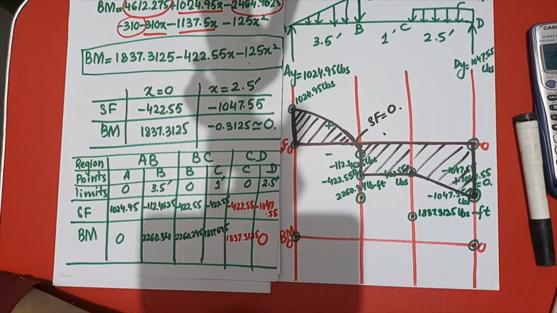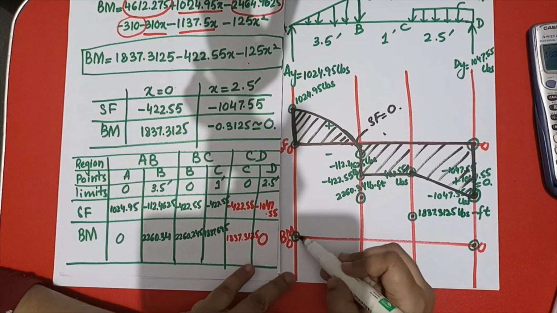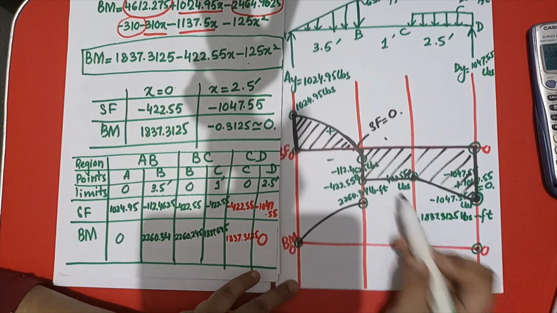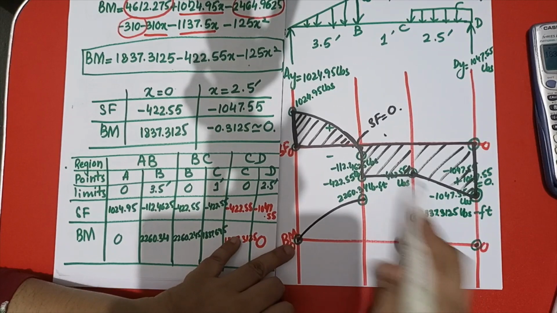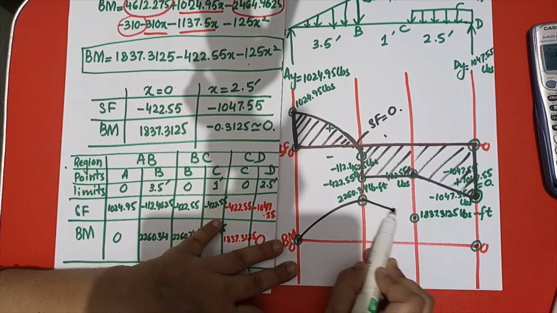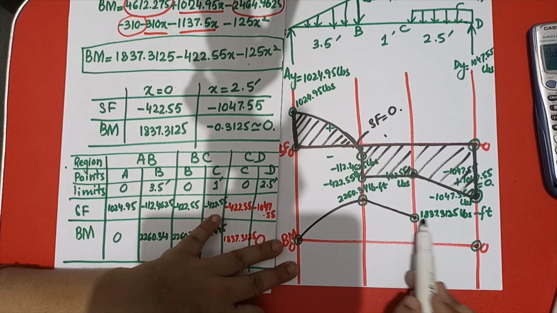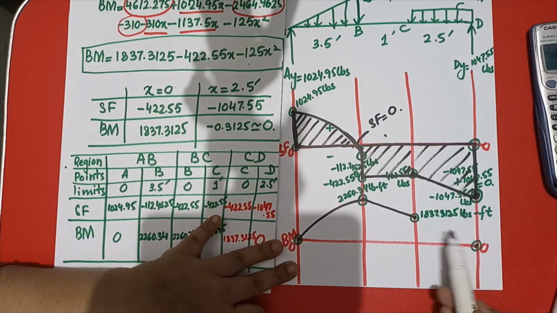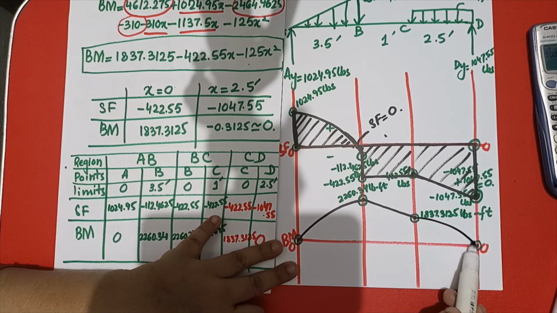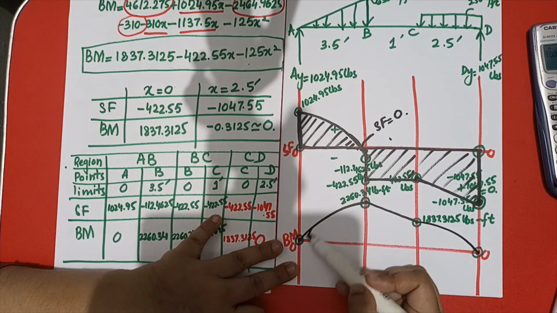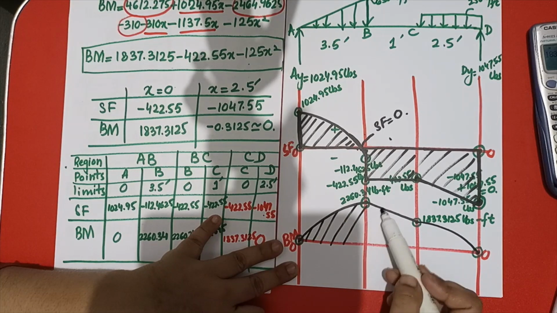So what will we make? We will make a curve over here. And there is a straight line in the shear force, so it will be inclined. And then there is an inclined line because of uniformly distributed load in the shear force, so there will be the curve, and this is a parabolic curve. So this is the way to make the bending moment diagram.